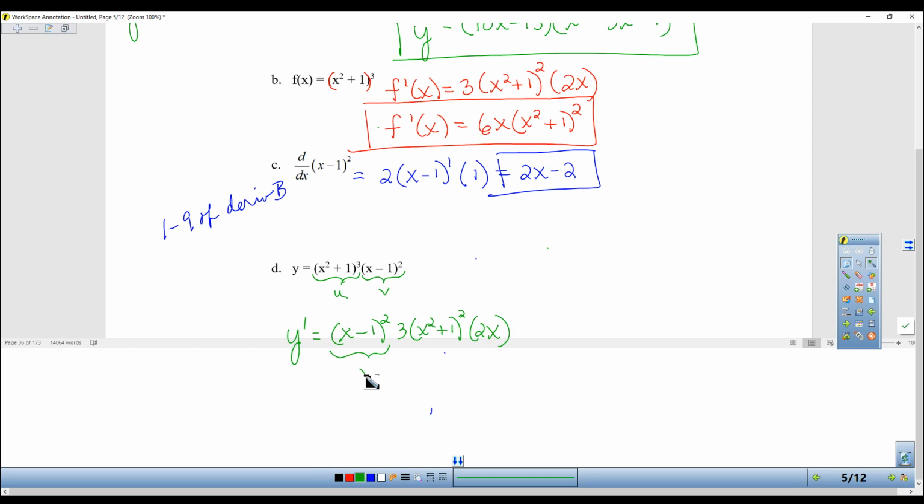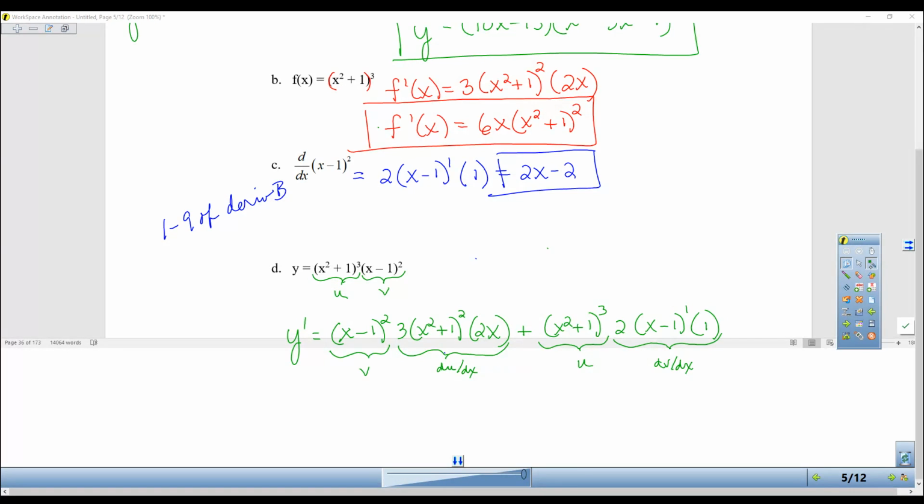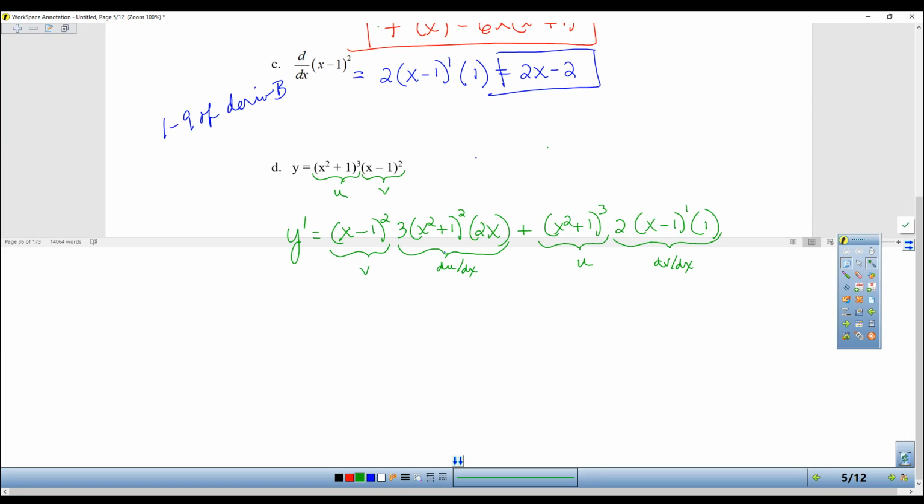So this is v, and this piece is the derivative of u with respect to x, plus the first, x squared plus 1 to the third, times the derivative of the second, 2, x minus 1 to the first, times 1. No, you don't have to keep writing that 1. Neither one of those ones do you have to write. But this is the example, and I'm trying to make sure everybody's clear. u times the derivative of v. I know there's a couple of you who are like, that wasn't so bad. I get it. It gets worse.